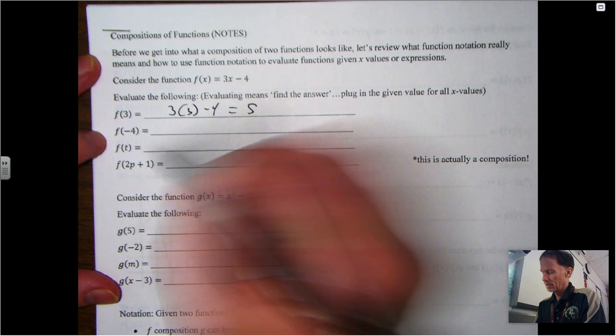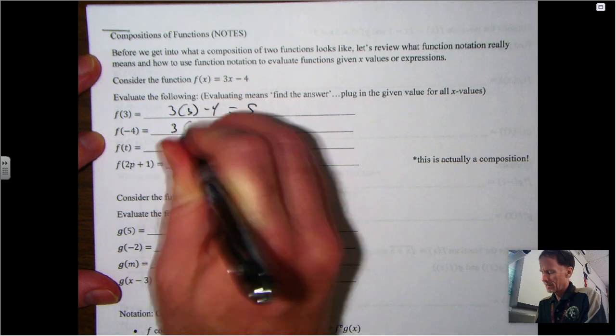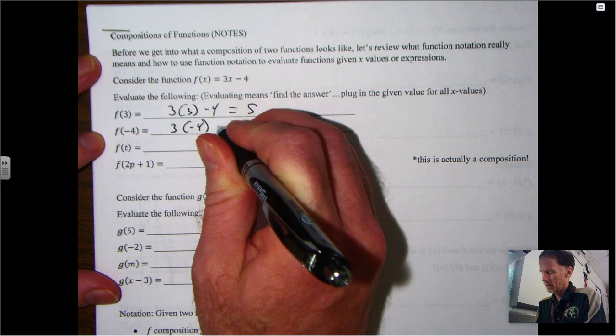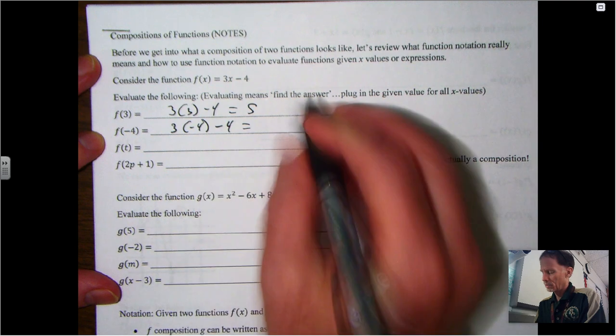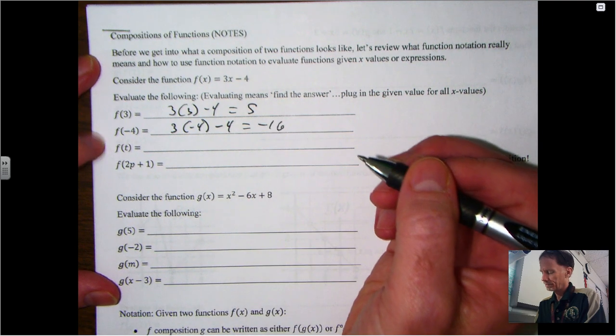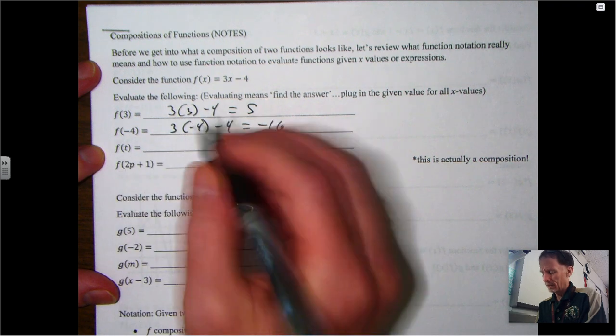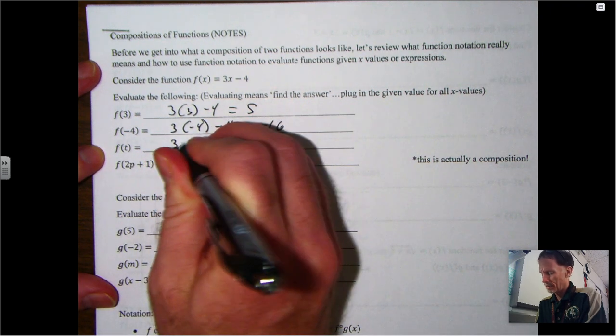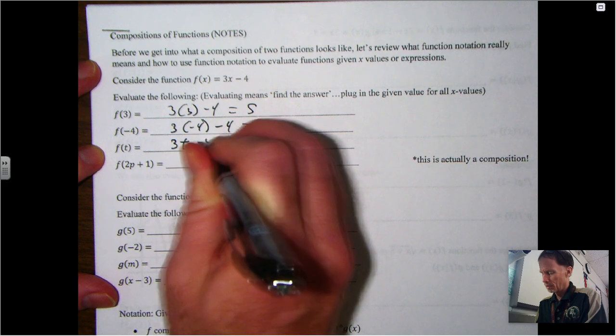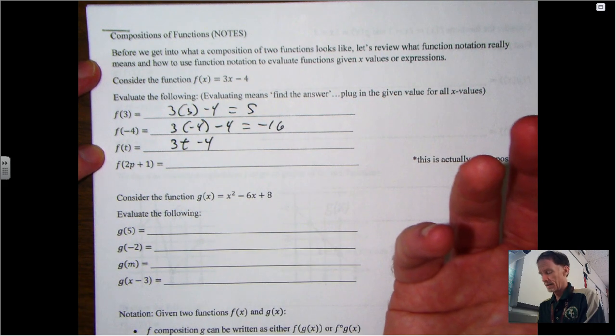All there is to it. You plug in negative 4: 3 times negative 4, again, always a good idea to use parentheses, and that's going to be negative 12 minus 4, which is negative 16. We can even plug in different variables. If we just do f of t, don't overthink this. It's just going to be 3t minus 4, and this is going to be your expression again.